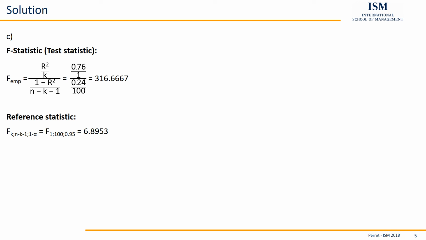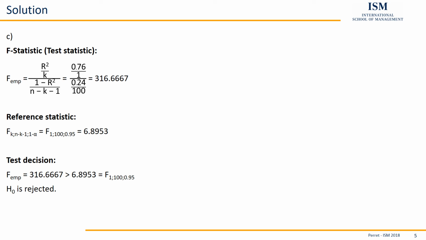But not only the test statistic is changed, but also our reference statistic, because our second degree of freedom is again the n minus k minus 1. So again, here we change it from 3 to 100. So we get as a reference statistic 6.8953. So, well, reference statistic increases, but test statistic increases as well. But here we can see, well, test statistic is way larger than the reference statistic. So, meaning we can reject H0. And that's basically what we can take away from this part of the exercise.